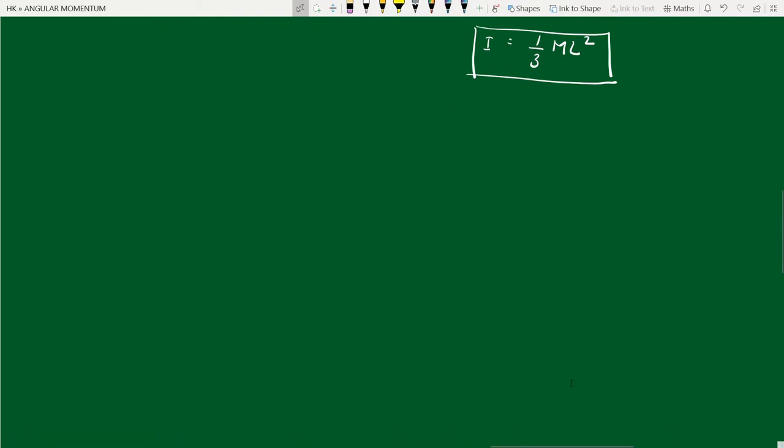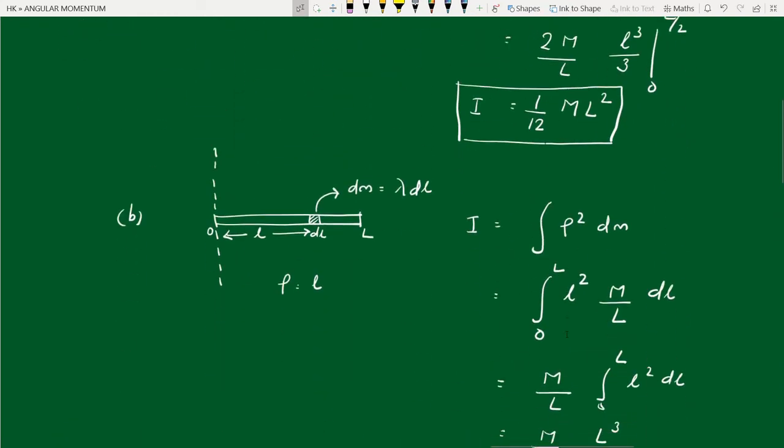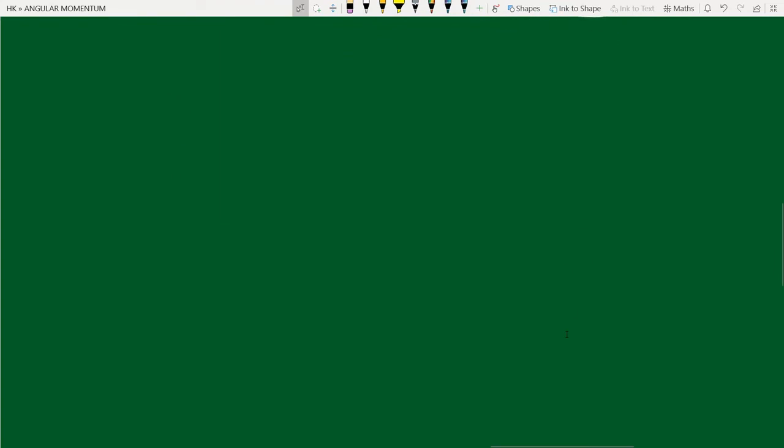Now we go to one more case, the fourth case: a uniform spherical shell.